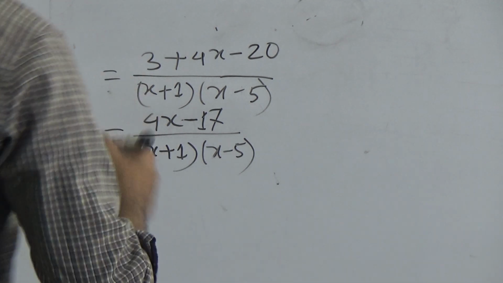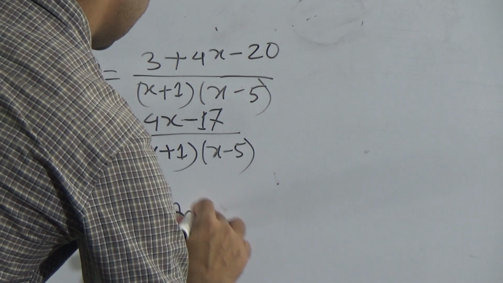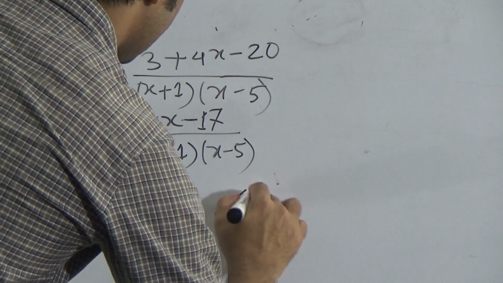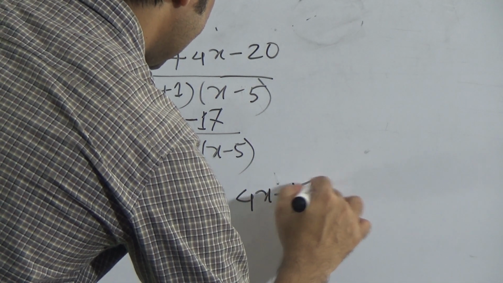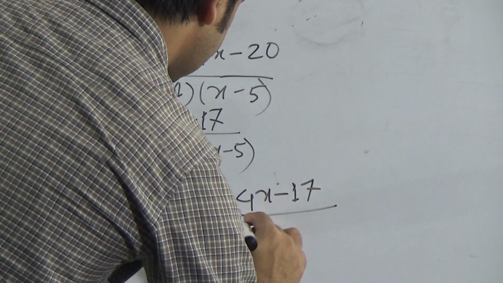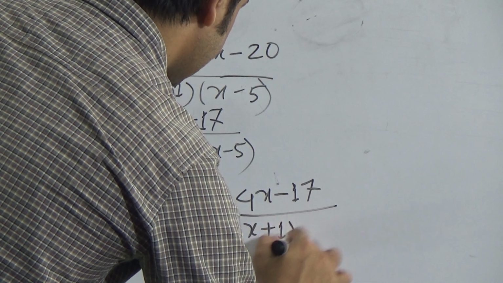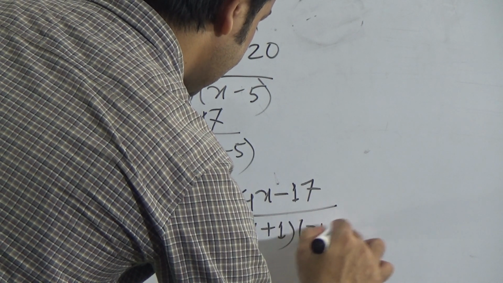Okay, dear students, so we can write the answer of question 15 is 4x minus 17 divided by x plus 1 into x minus 5.